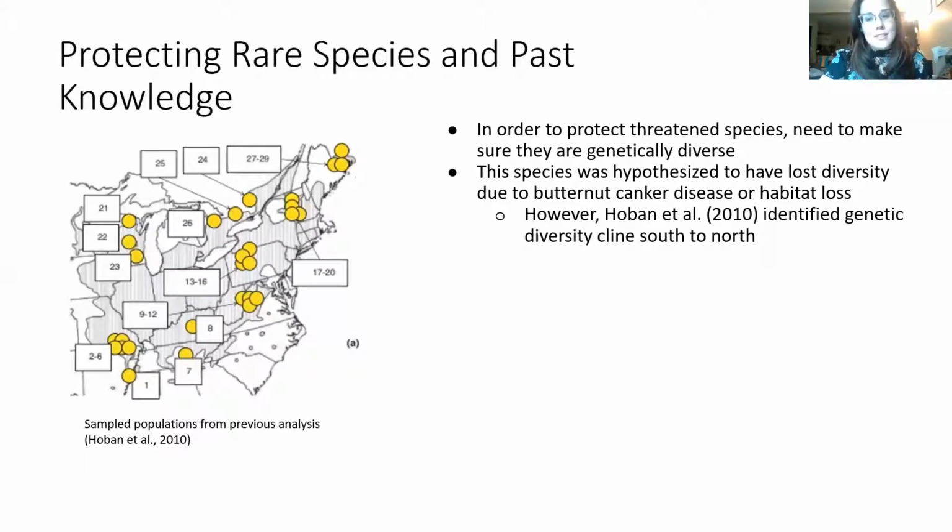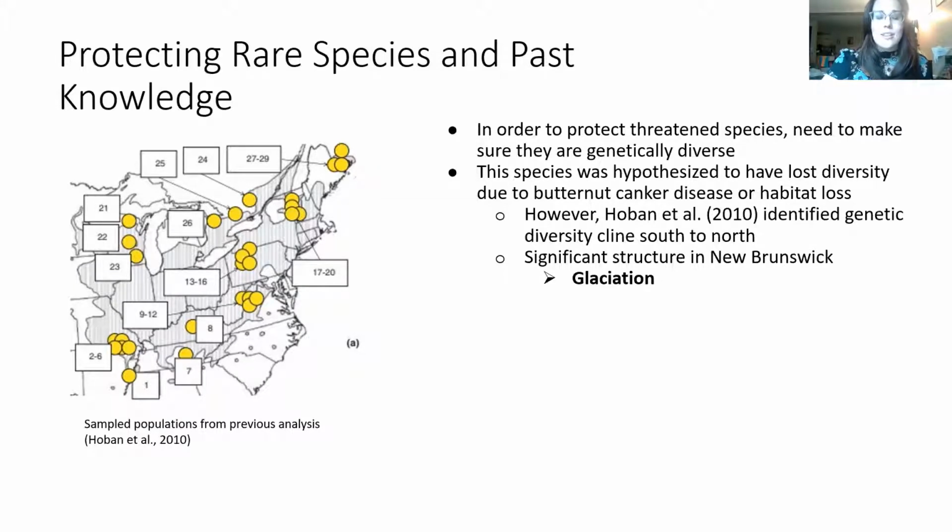However, a previous study in 2010 from Hoban et al. identified that genetic diversity was reduced on a south to north cline in the species range. Also, there was identified to be significant structure between New Brunswick populations and all other populations throughout the species range. In general, these were thought to be due to glaciation being the biggest impact on the genetic diversity and structure of the species.